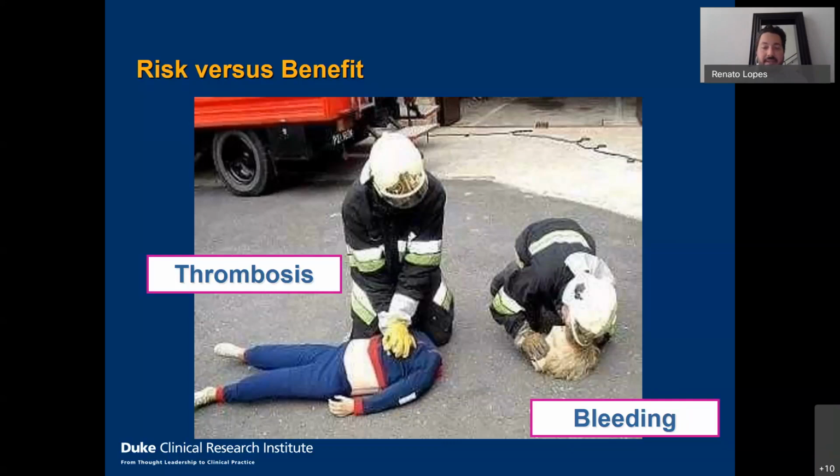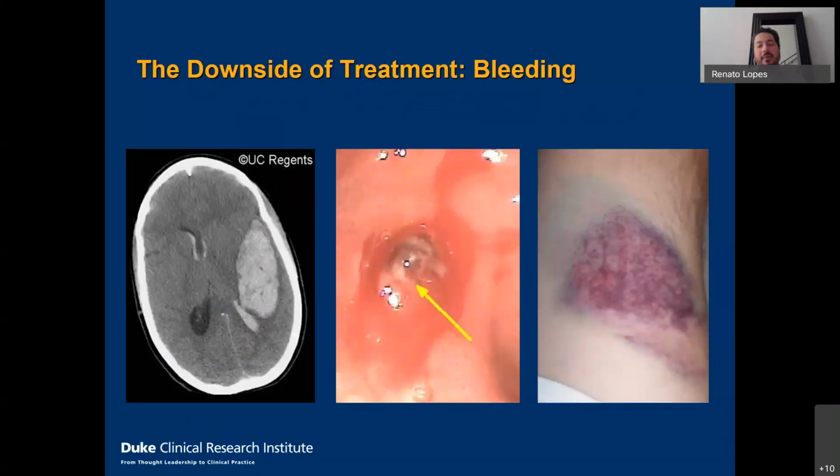The sweet spot means I need to be able to find the right drug at the right dose for the right patient that can give me the greatest reduction in stroke at a minimal cost of bleeding. That's my goal. Optimizing stroke reduction and minimizing risk. That's my goal. And when we talk about bleeding, it's important to remember that there are different types of bleeds.